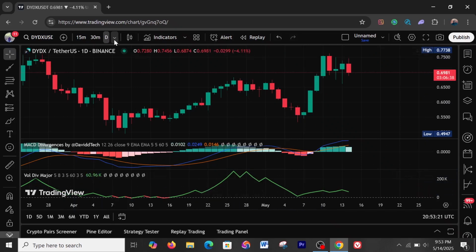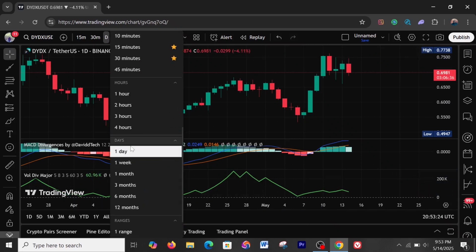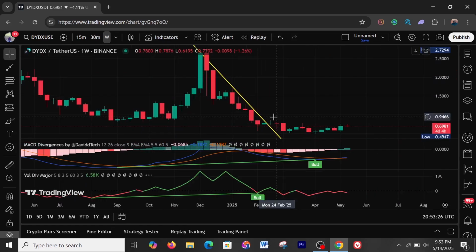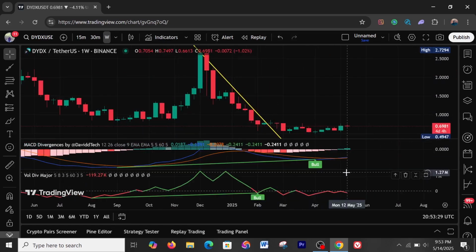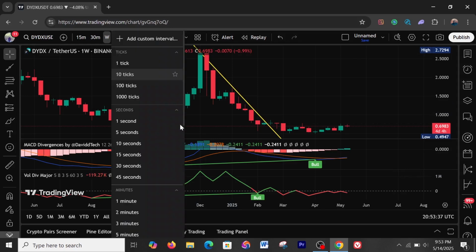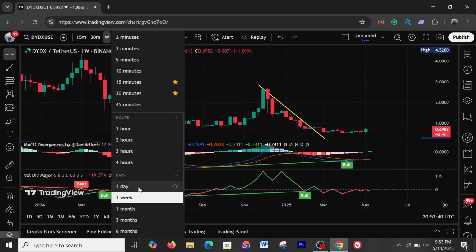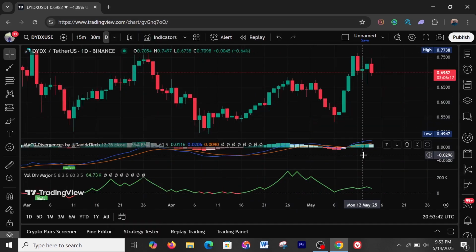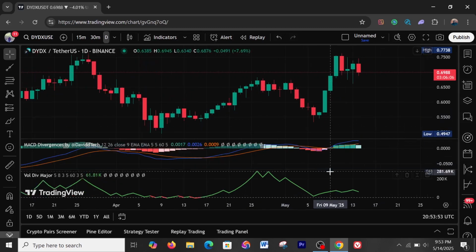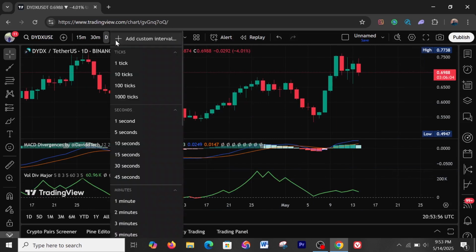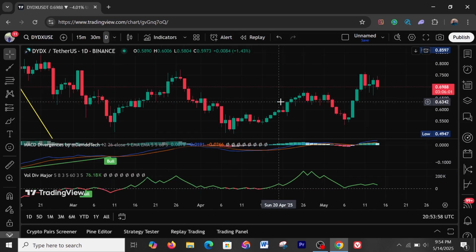So you could also switch this from daily to weekly just to see who's in charge overall. So you could see on the weekly it still seems as if the bears are in charge, but on the daily you could see clearly that the bulls are in charge. So it's just a while before the indicator will flip on the weekly. So this particular indicator is custom. So this particular token is something you should really look at.